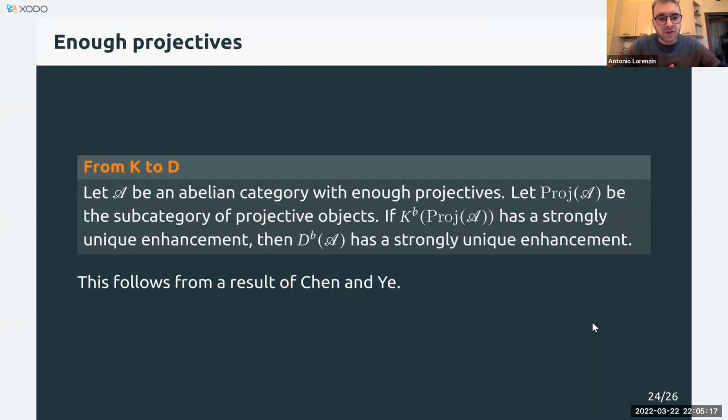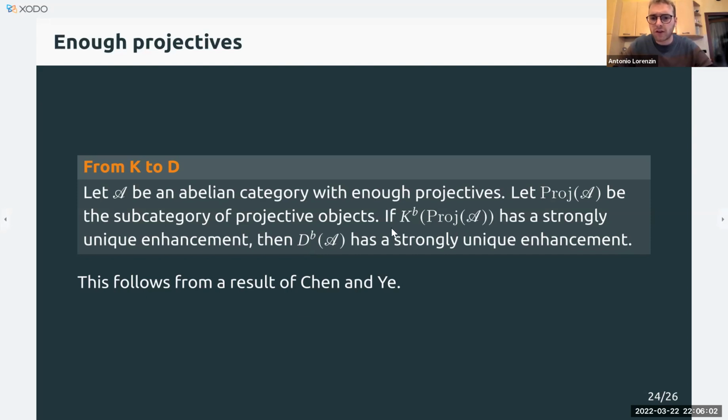Another very, very interesting result that I like is the following. Let A be an abelian category with enough projectives, and consider proj of A, the subcategory of projective objects. What we can prove is that if the bounded homotopy category of complexes over the projective objects has a strongly unique enhancement, then the bounded derived category of A has a strongly unique enhancement. And this still follows from our result of Chen and Ye by using our corollaries linking standardness and strongly unique enhancements.